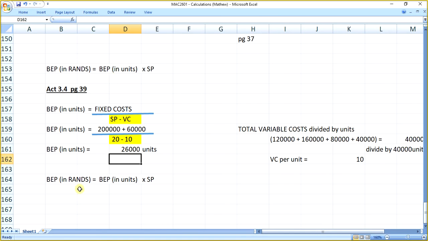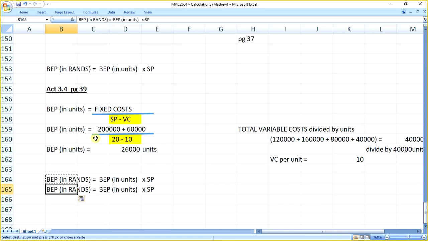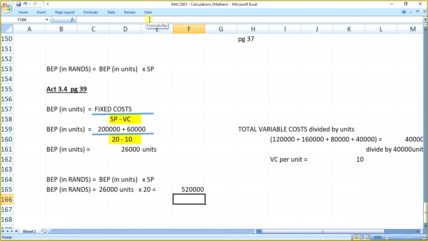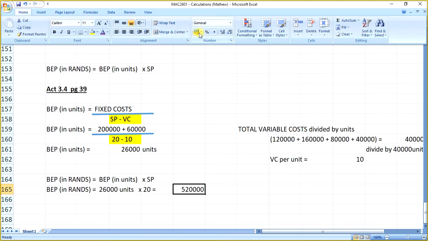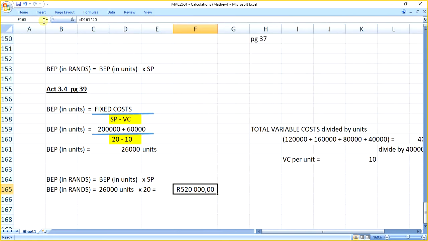Okay, right, and then we just need to write that down in Rand value. You just take your units and multiply by the selling price. It's as easy as that. And then that will be the Rand value. Happy with that? Yes. So 520,000 Rand in terms of the break-even point. Makes sense? Yes, 100%. Perfect.